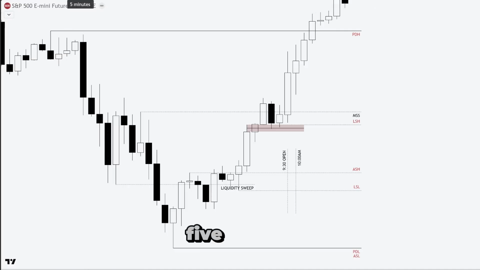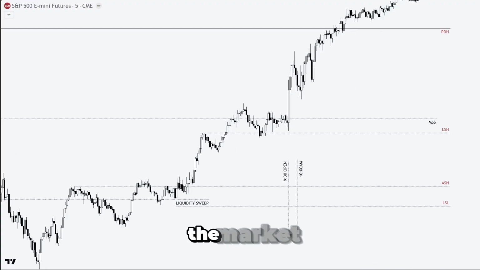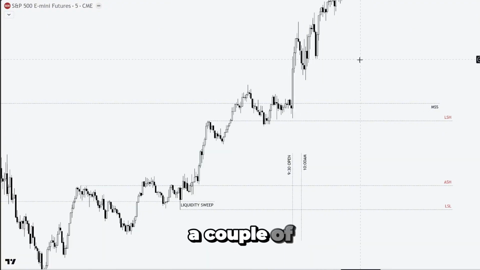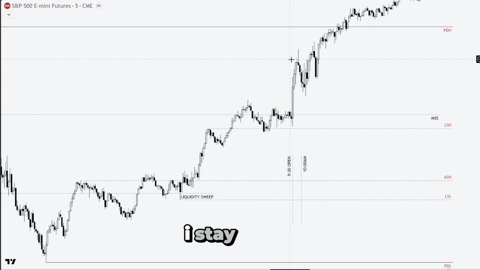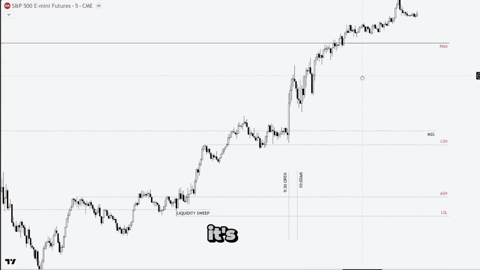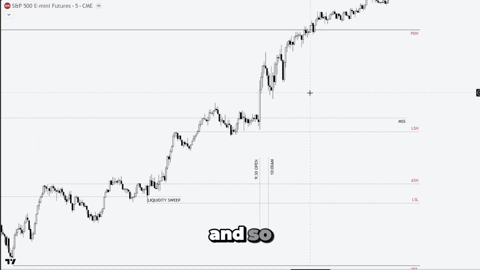So back in the 5-minute, if I'm looking at previous day high, low, and I'm getting into the market at this 9:30 open mark and I get this huge expansion, I've got a couple of options. I stay out of this move completely because I don't get liquidity retracement expand in this scenario, because it's just capitalizing on all highs. It's not retracing at all. It is just expanding. And so in most cases, for most people, especially if you're starting out, you just leave it, let it run.